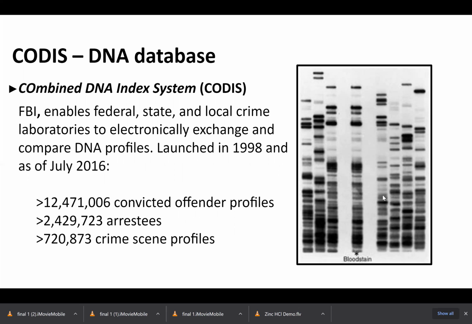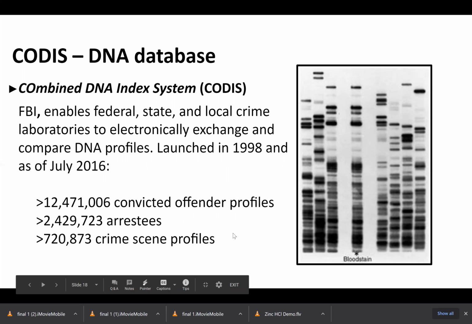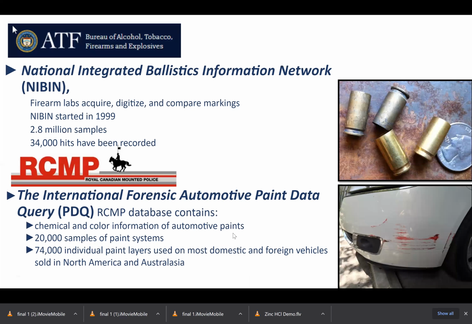I think they're using a different testing system now, but all right. And then we have the National Integrated Ballistics Information Network, or NIBIN, which firearm labs use to acquire, digitize, and compare markings on casings and bullets. NIBIN started in 1999. There are 2.8 million samples and 34,000 hits have been recorded.